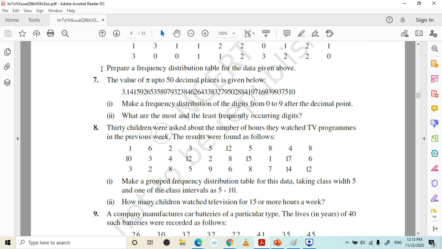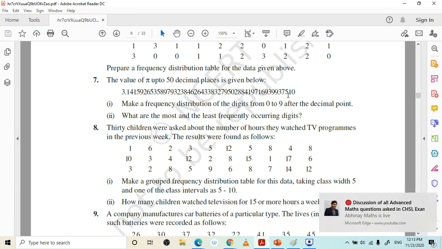Now seventh question, the value of pi up to 50 decimal places is given. Up to 50 decimal places means how many total places are there? Anybody can suggest to me? For pi, how many total numbers are there? Yes, infinite. Okay, infinitely many numbers are there because it will never complete. About this we have already discussed in some previous class. So up to 50 decimal places is given.